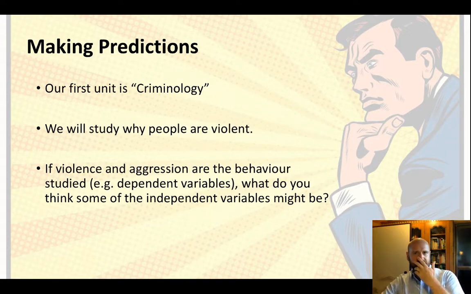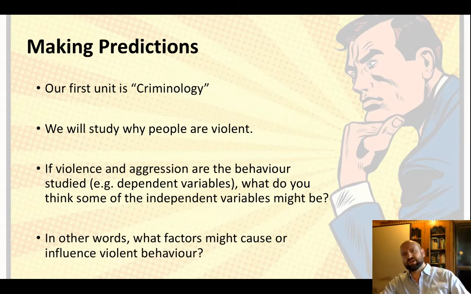Okay, so again, making some more predictions. We've touched on this in earlier subjects, in earlier lessons. But thinking, okay, what might some of the independent variables be when we're studying criminology? In other words, what are the factors that might influence criminal behavior?